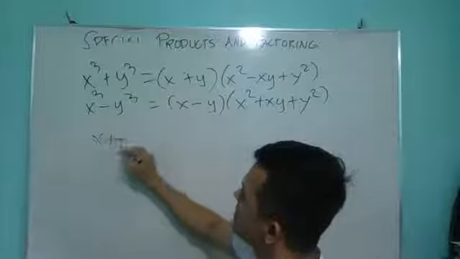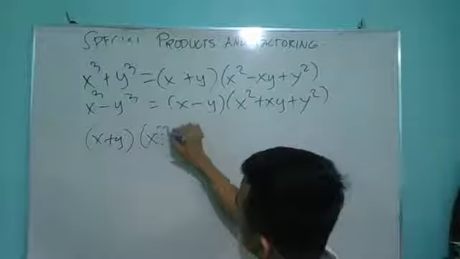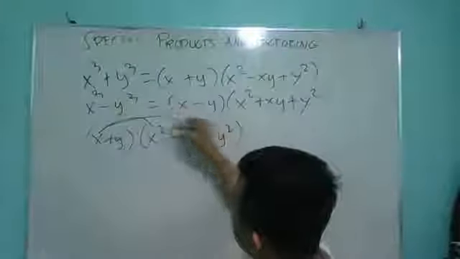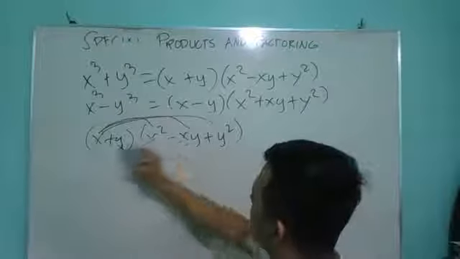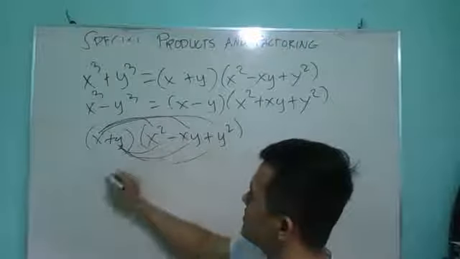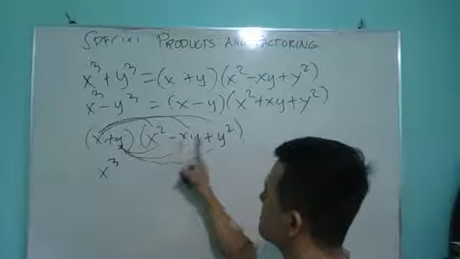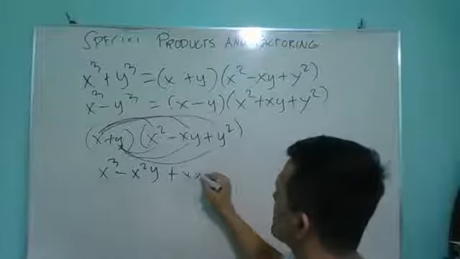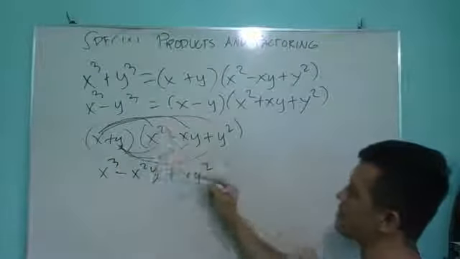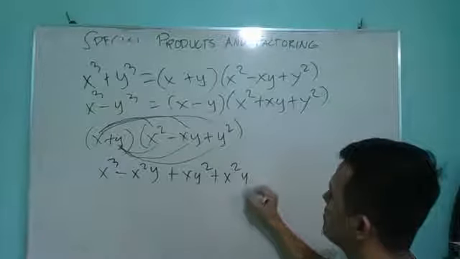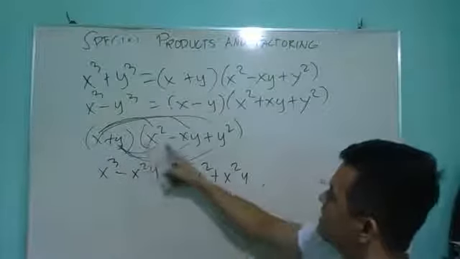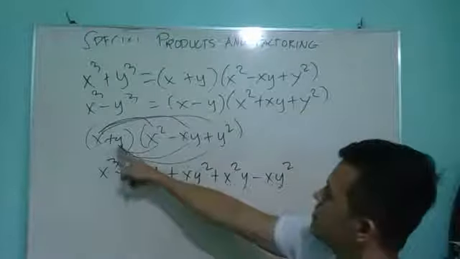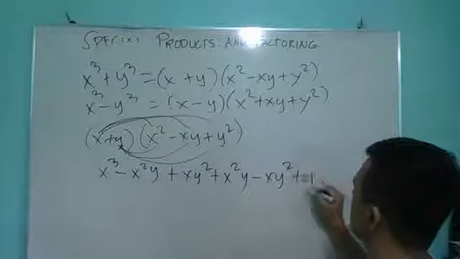So we have x plus y times x squared minus xy plus y squared. We're just going to do the FOIL method, multiply all terms and stuff like that. So we have x and x squared, that is x cubed, x times minus xy, so minus x squared y, x times y squared, so we have plus xy squared, y times x squared, so we have plus x squared y, right? And then y times negative xy, so we have minus xy squared. And then y times y squared, that is plus y cubed.